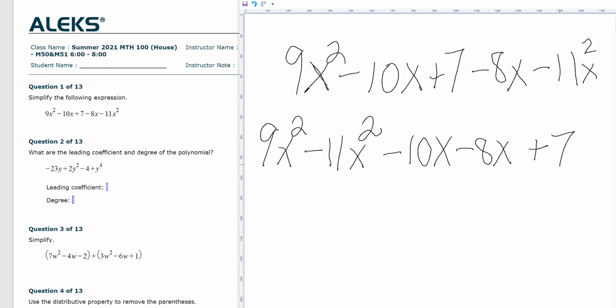Now I can combine. 9 minus 11 is negative 2x squared. Minus 10 minus 8 is minus 18x. And then plus 7 has no terms that it can be combined with. Now I have written this in what is called standard form, and that is where the exponents decrease in order. So you'll notice I've got an x squared followed by an x followed by a term with no variable. So number 1, the answer is negative 2x squared minus 18x plus 7.